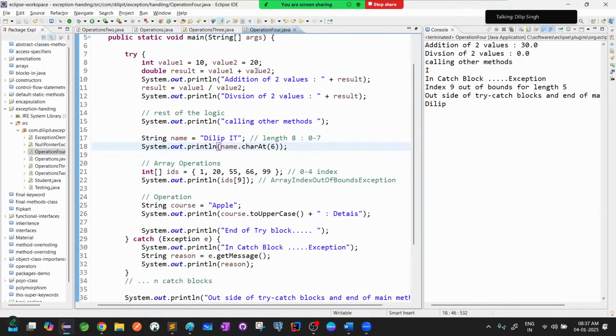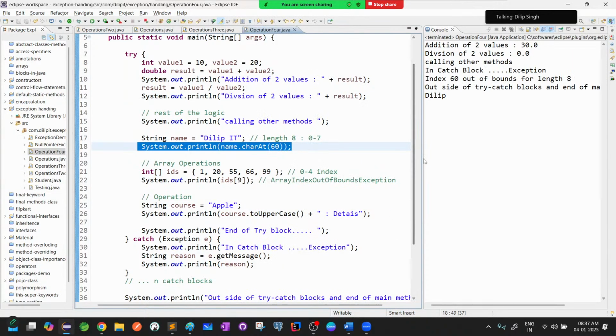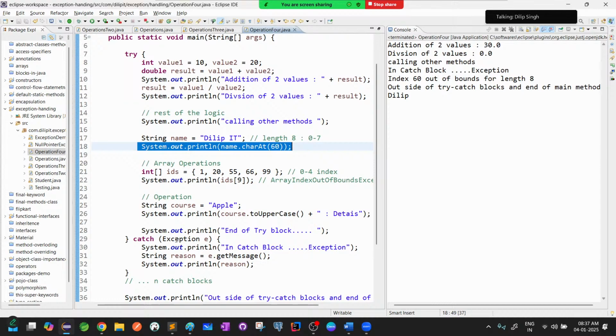See here, I made non-zero, so this will be good. I'll make the index range something like 60. Yes, definitely this will fail here, string index out of bounds exception. Run as Java application. See here, for everything the catch block is executed.